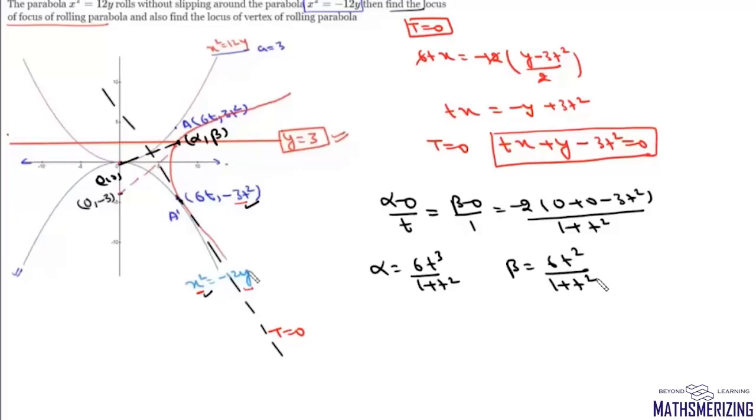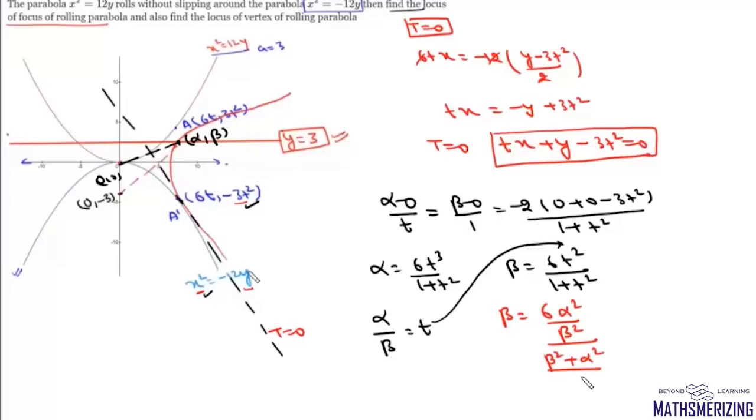Now we'll need to eliminate t from these two expressions. So what we'll do is divide the first by the second. Then we can write alpha upon beta, and here 6 will cancel, 1 plus t square will cancel, and t square will also cancel. So we'll get alpha upon beta as t. Now we'll put the value of t in this second equation. Then we can write beta equals 6 alpha square upon beta square, and here it will be (beta square plus alpha square) upon beta square, so it will cancel.